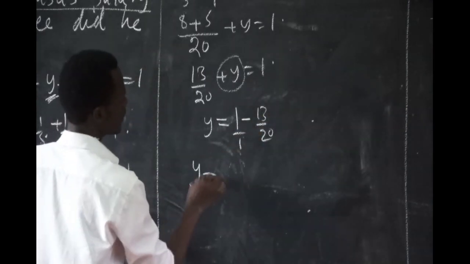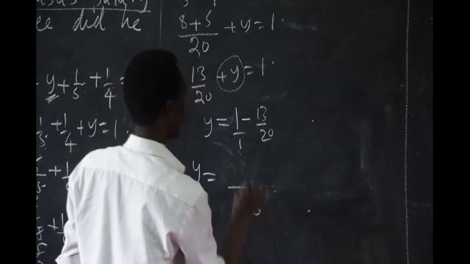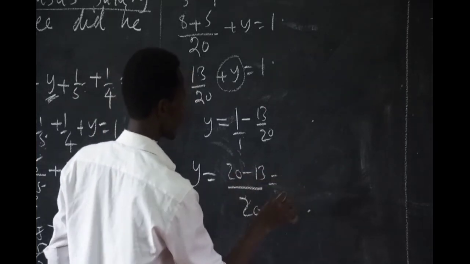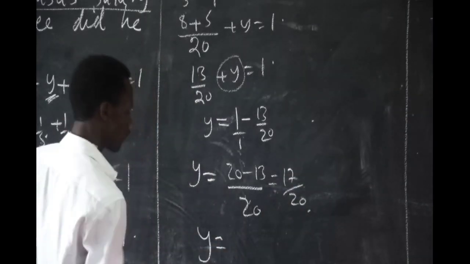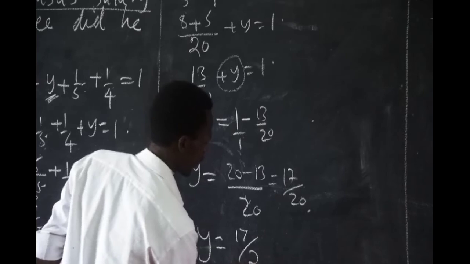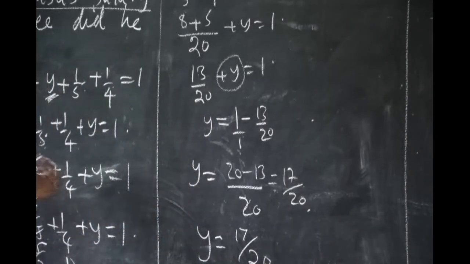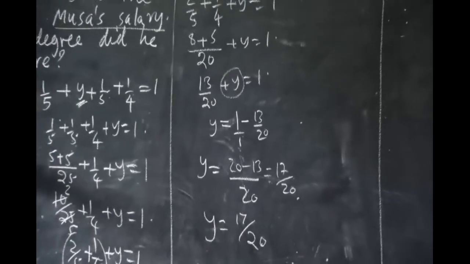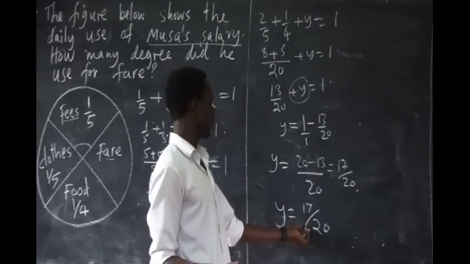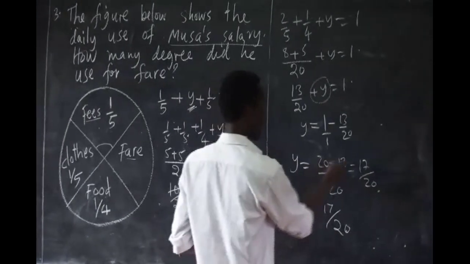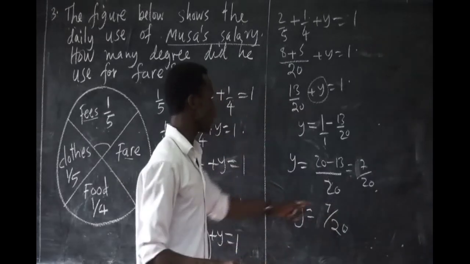Now y is equal to... finding the LCM of this one, we just have 20. Then it is 20 minus 13, which is equal to 17 over 20. Now the fraction is equal to 17 over 20. Now we've been looking for the fraction for what we term as fair. So it is 20 minus 13, which is equal to 7 over 20, not 17. It is 7 over 20.